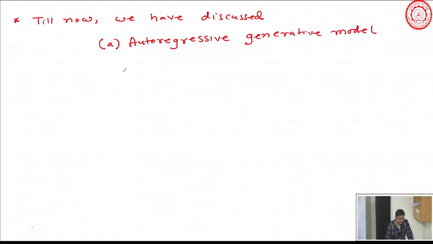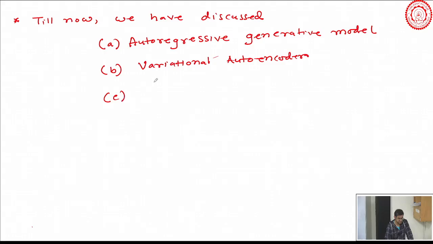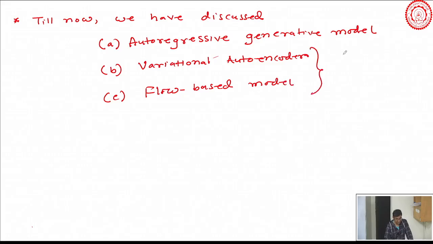The second one is variational autoencoder, and the third one is flow based model.